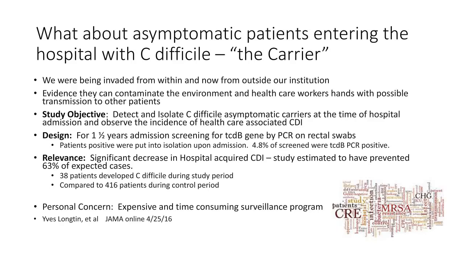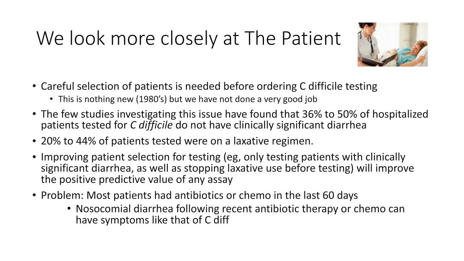Significant decrease in hospital-acquired C. difficile infection, and the study estimated to have prevented 63% of expected cases. So 38 patients developed C. diff during their study period compared to 416 patients during the control period. So they really found that if we controlled and knew who was carrying and who were those silent people with C. difficile, we could make a difference. I might just say one thing, though, about those programs, and we've looked at them ourselves. They're expensive programs, and they can be time-consuming surveillance programs, but they have been proven in the literature to be effective.